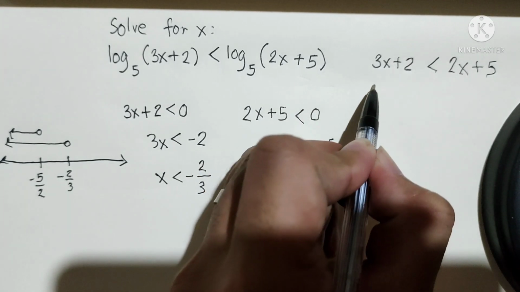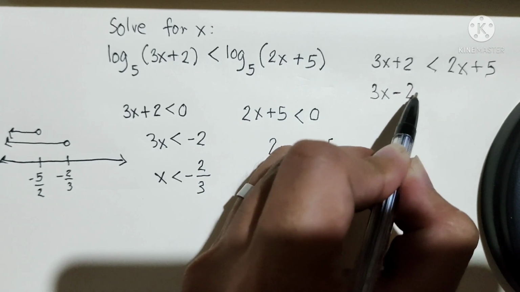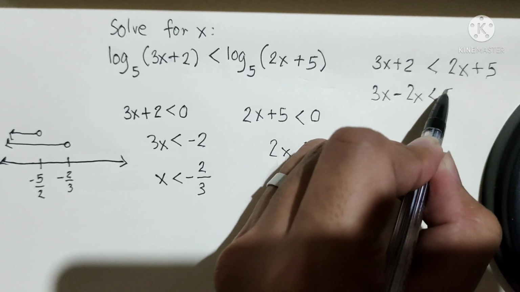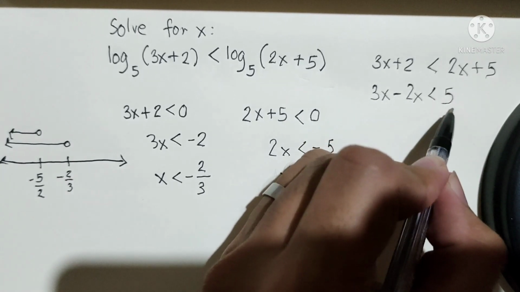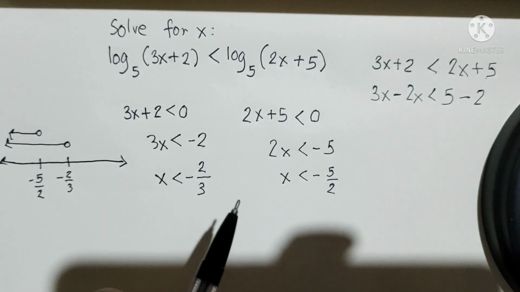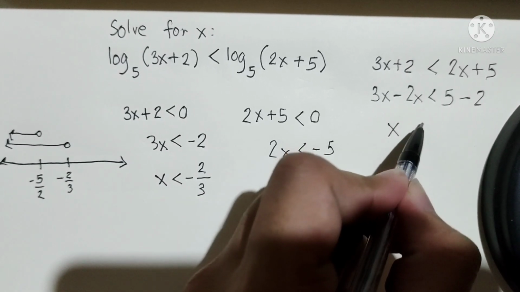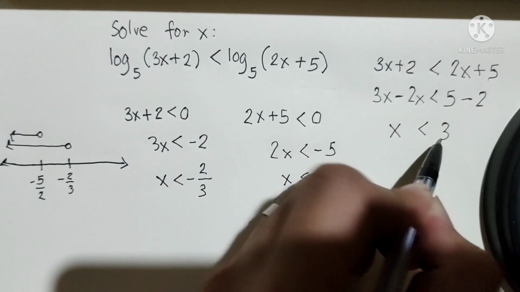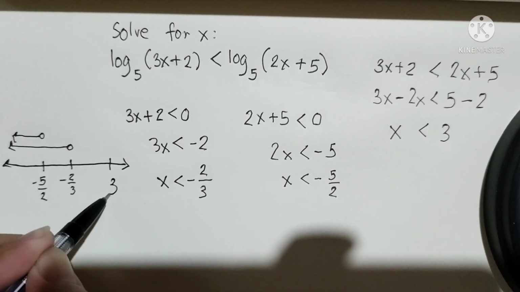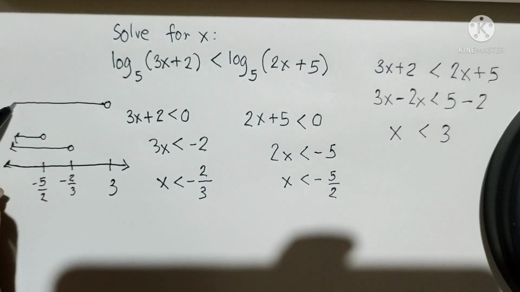To solve for x, lahat ng may x, ilalagay natin sa left. So, si 2x, lilipat, magiging negative. Lahat ng walang x, ilalagay natin sa right. So, si 5 will stay. Si 2, lilipat sa right, magiging negative 2. 3x minus 2x is x. And this is less than 3. So, sa number line, if this is 3, ito raw yung mga pwedeng values ni x.